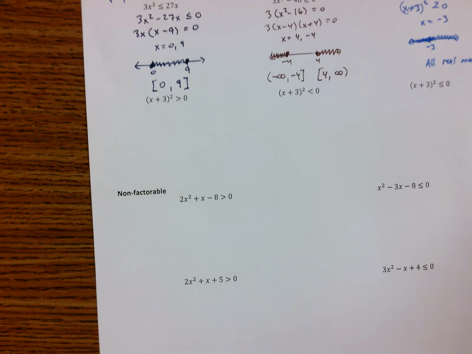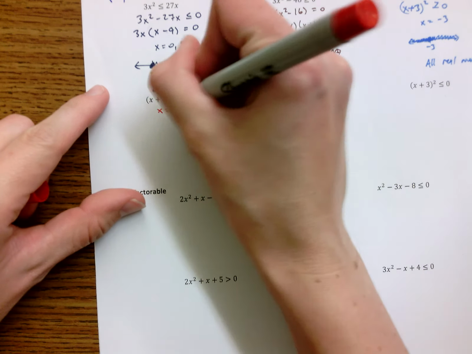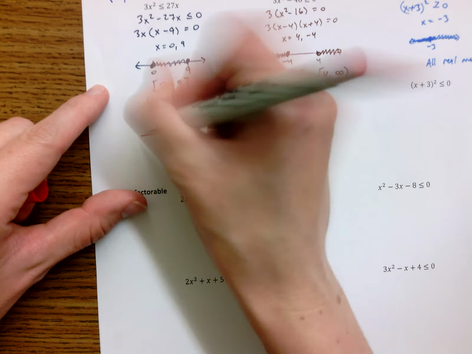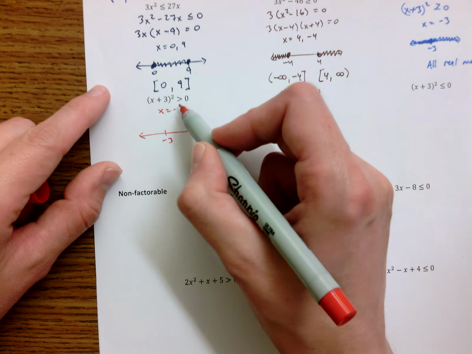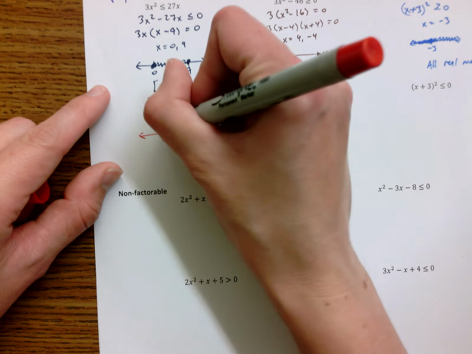You're going to notice this is the same problem. It's just a slightly different inequality symbol. So I know my solutions are going to be at negative 3. And let's take a look at my number line. So here's negative 3. It's not a solution because there's no equal to.